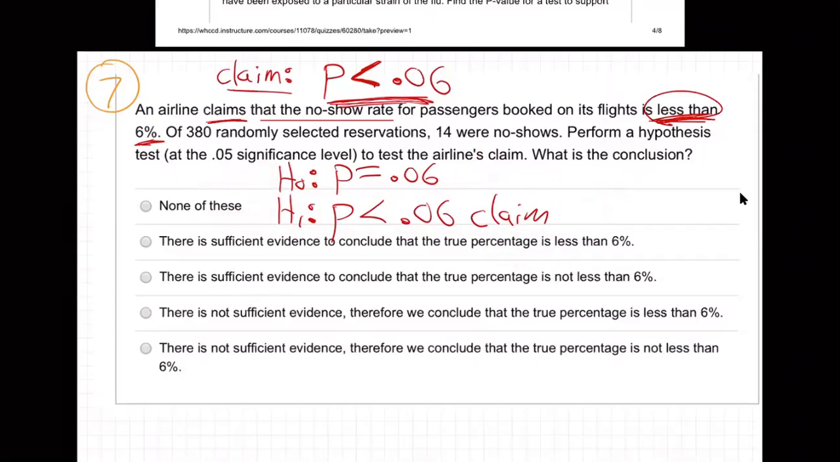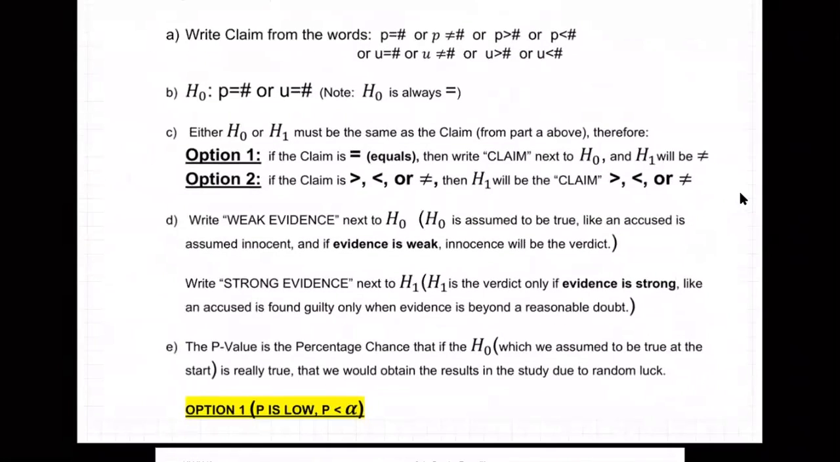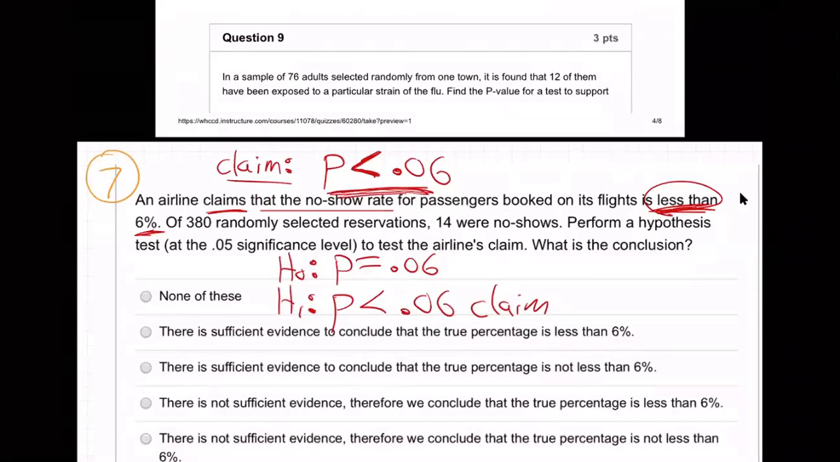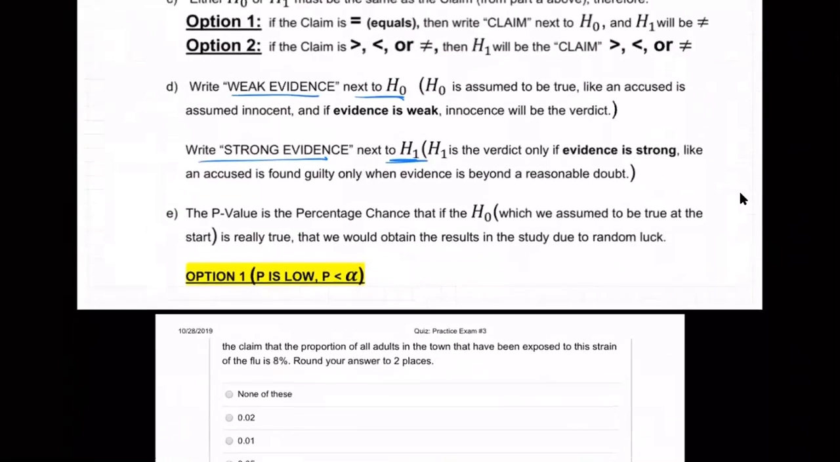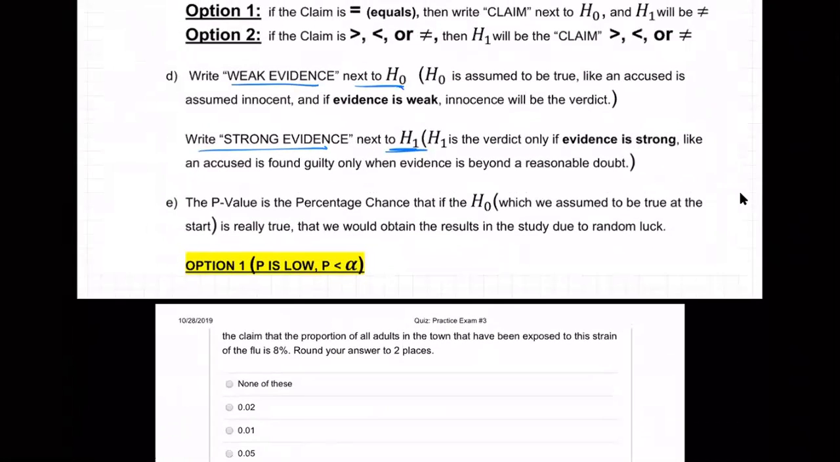All right, how do we figure that out? Well, next step, let's go down to hypothesis. So write weak evidence next to H0, write strong evidence next to H1, always. So this is weak. It takes weak evidence to conclude H0. Strong, it always takes strong evidence to conclude H1. So write that. All right, next step was about the p-value and stuff like that.